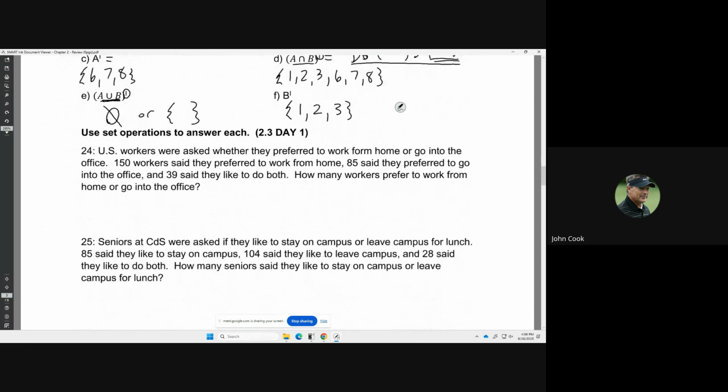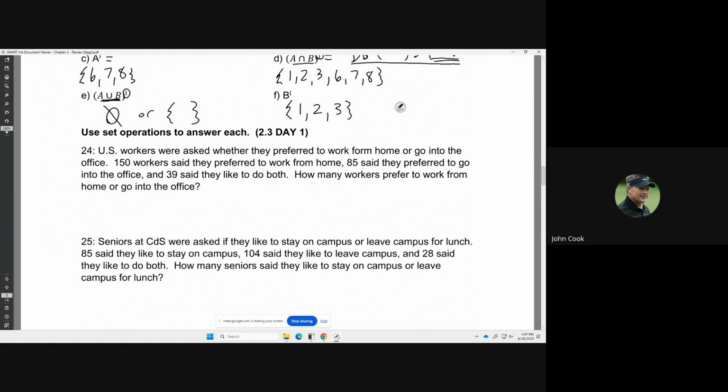All right, next up, 24. So 24 and 25 use set operations to answer these questions. U.S. workers were asked whether they preferred to work from home or go into the office. 150 workers said that they preferred to work from home, 85 said that they preferred to go into the office, and 39 said that they like to do both. So how many workers preferred each?